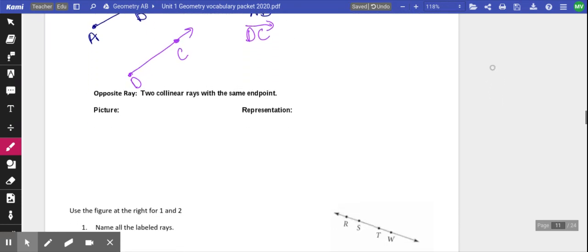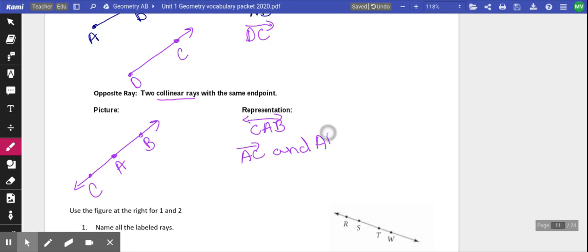Opposite rays are two collinear rays, meaning they have to be on the same line with the same endpoint. So I have ray AB and ray AC. So even though ray AC is going left, that is still ray AC. And I can name that by saying it's line CAB, or it's ray AC and ray AB. Again, when you're naming a ray, you always put the endpoint first.